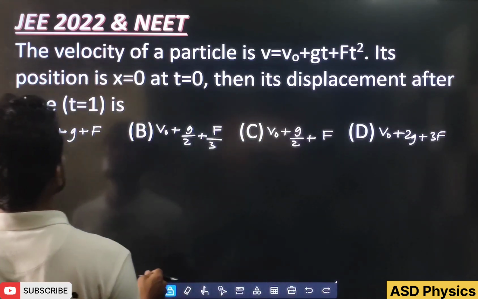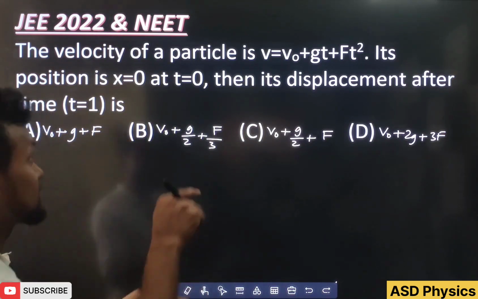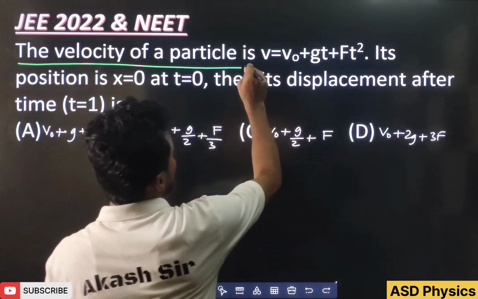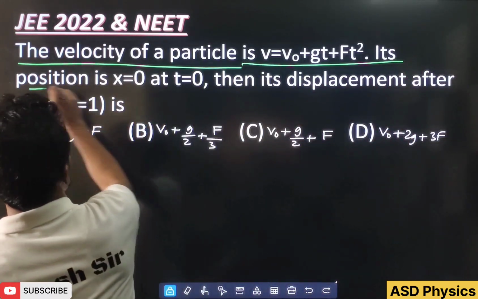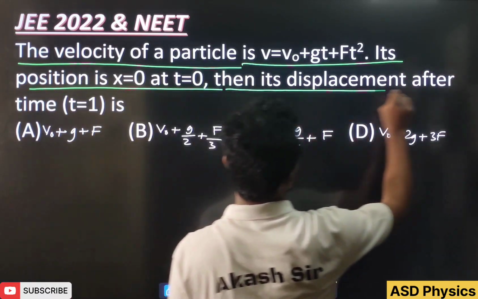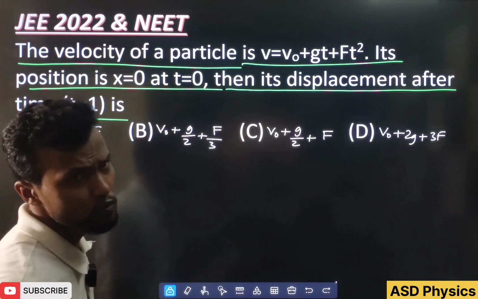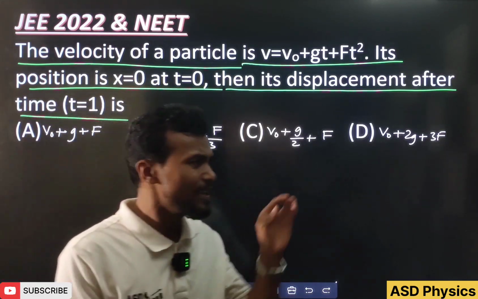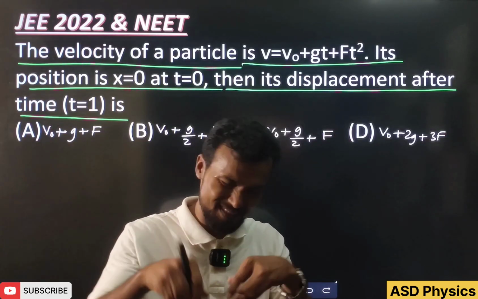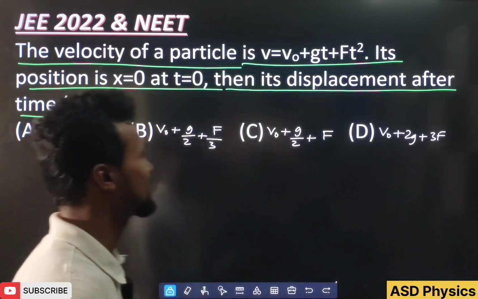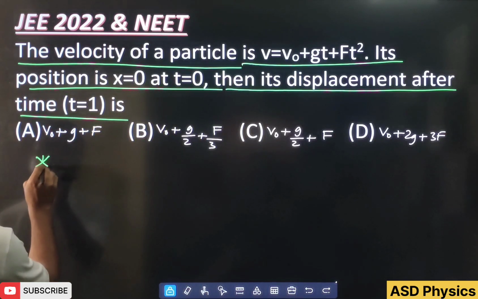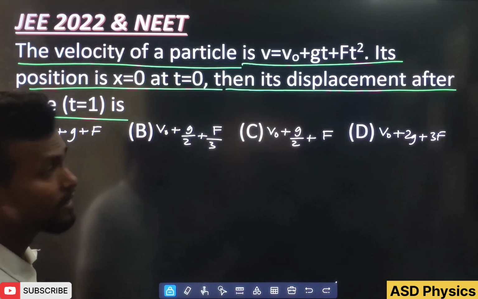This question came in JEE 2022. Now see, the velocity of a particle is this one. Its position at x equal to 0 is at t equal to 0. Its displacement after time t equal to 1 second, how much? Remember that here they are actually asking for the position, but sometimes we also call position a displacement. So remember that here velocity is given and we have to calculate the displacement.